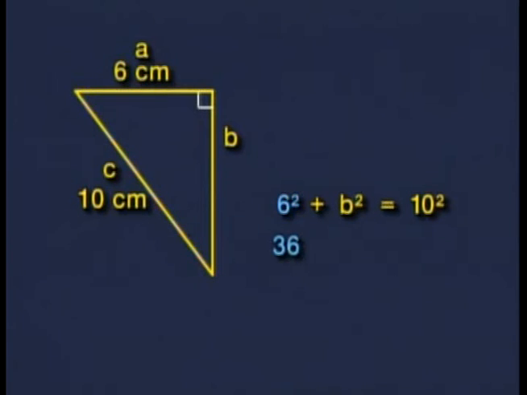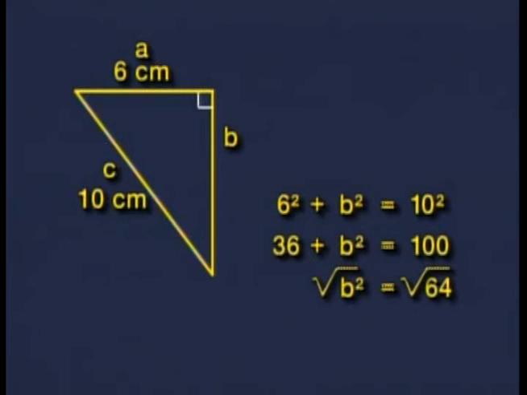6 squared is 36. 10 squared is 100. Subtract 36 from each side of the equation. Now find the square root of each side. B equals 8. The other leg of the triangle is 8 centimeters.